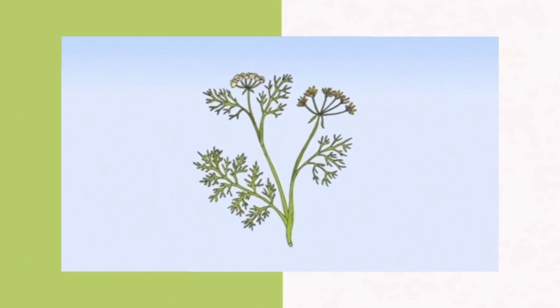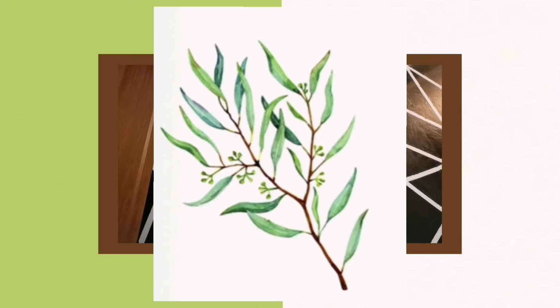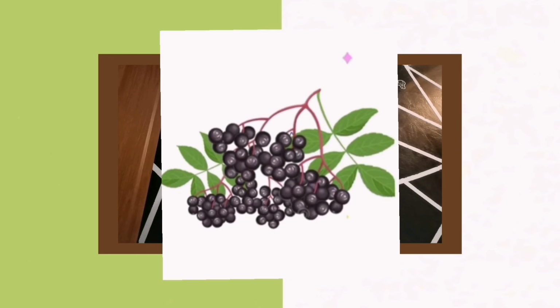Next is the osha root. So the osha root has antihistamine properties which work well for soothing sinus infections and other respiratory diseases. So next is the eucalyptus. It has been said that the leaves of the eucalyptus can be distilled and diluted into an essential oil, and this essential oil can be used for medicinal purposes such as treating sinuses, colds, fever, and other respiratory ailments as well.